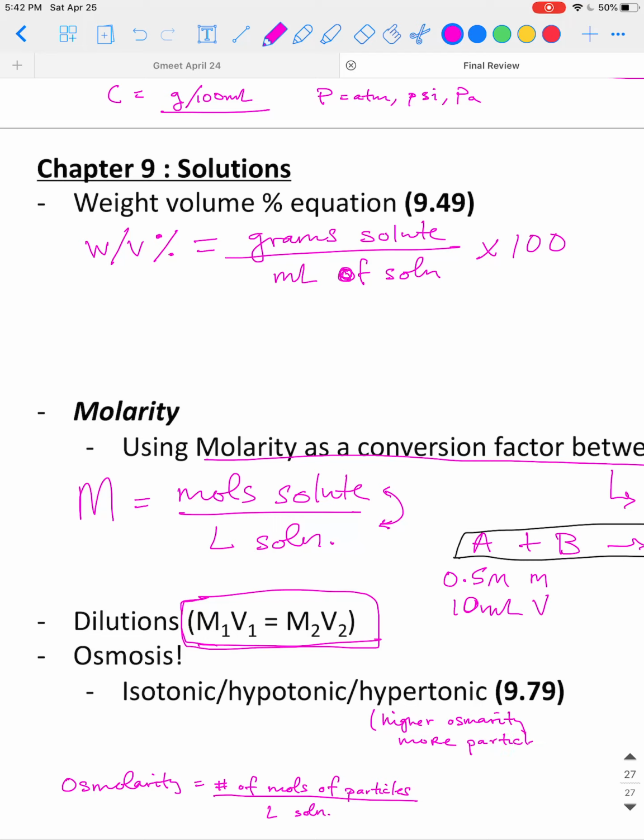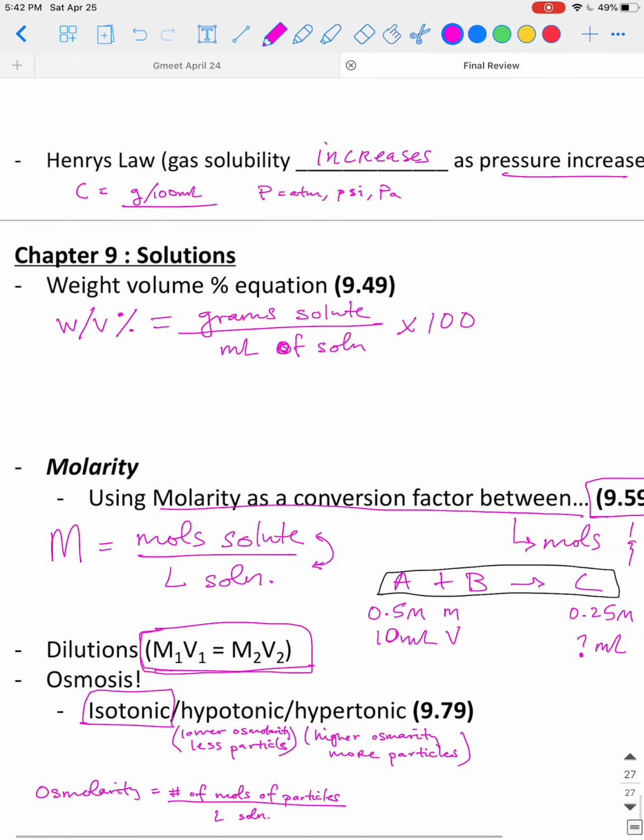Hypertonic solutions have higher osmolarity, meaning they have more particles in the solution compared to their neighbor, hypotonic. This is solutions with a lower osmolarity, less particles. And the goal of osmosis is you're trying to create isotonic solutions.